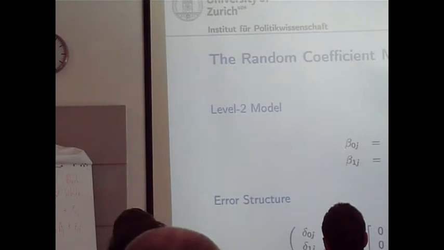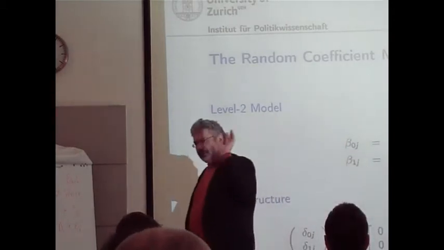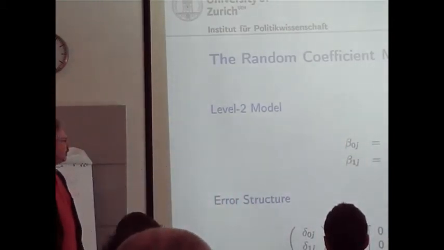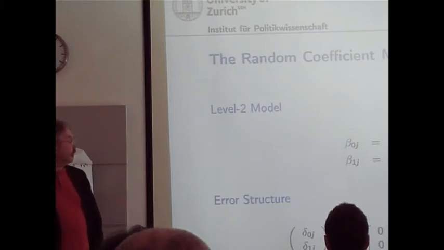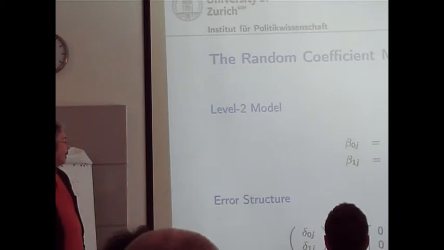We say beta 0j is equal to gamma 0,0 plus delta 0j. That we recognize from the random effects ANOVA. And beta 1j is equal to gamma 1,0 plus delta 1j. Basically what we're saying, when everything is said and done, is that the intercepts are drawn from a distribution with some common mean gamma 0,0, and the slopes are drawn from a distribution with a common parameter gamma 1,0.